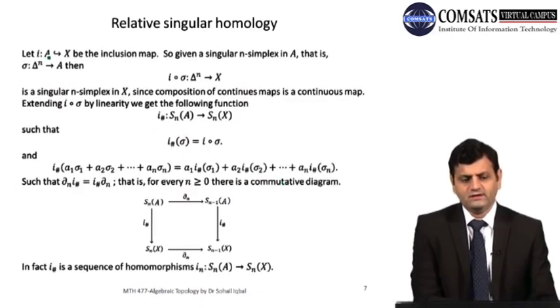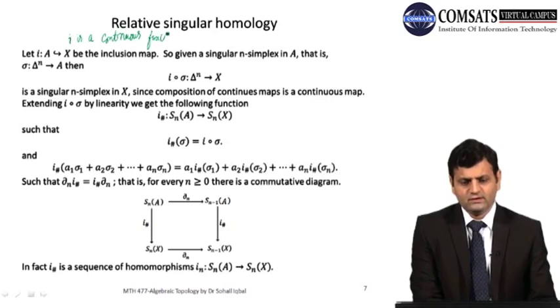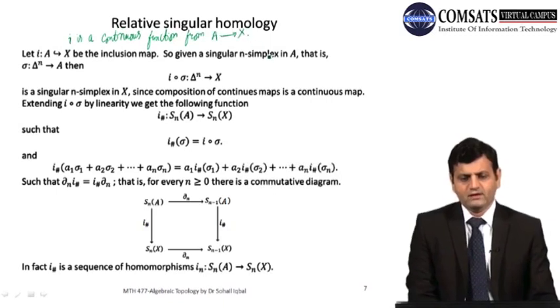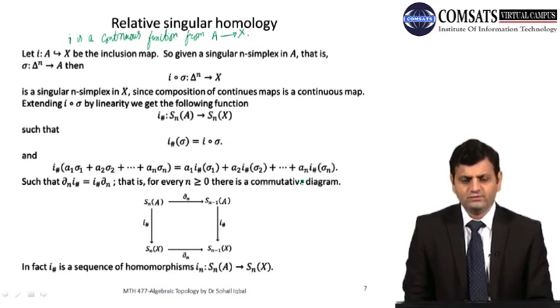Now, as I said earlier, A is a subspace of X, so there is an inclusion map from A to X. We can say that i is continuous, because it is the identity map restricted to A. So this is a continuous function from A to X. And in the previous lecture, we saw that if we have a continuous function between two topological spaces, then this induces a map between the chains.